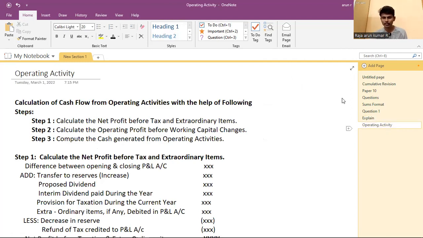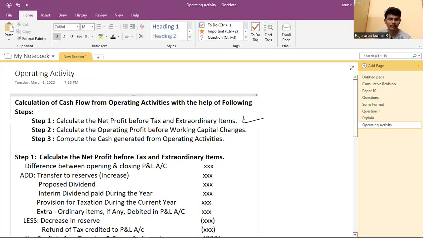Here we come to the operating activity, calculation of operating activity following those 3 steps. What is the first step? We find out the calculation of net profit before tax and extraordinary items. Before tax and before extraordinary item, we find out that reserve, dividend, taxes like that. We put it as net profit before tax and extraordinary item, and we calculate that less that extraordinary item. Before we see that, I explain in format wise.